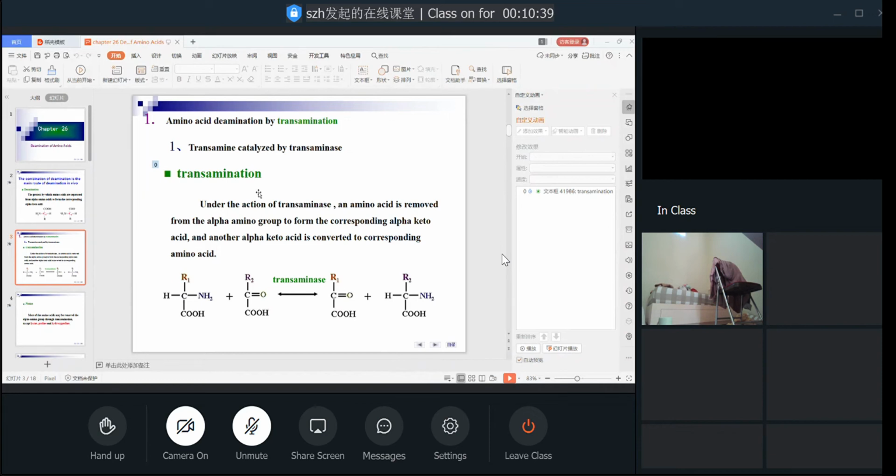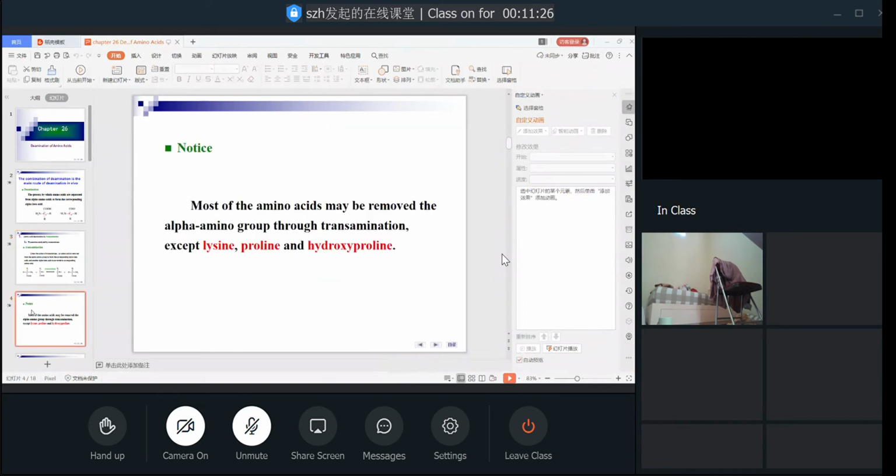First, we studied the first kind of deamination. Maybe some students are interested: here the amino group from one molecule is transported to another molecule, and never deleted. But my students, pay attention: for this formula, the amino acid is thoroughly deaminated, but another molecule acts as the acceptor and receives the amino group.